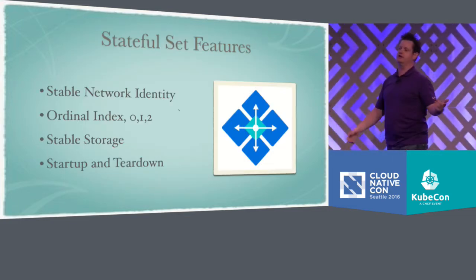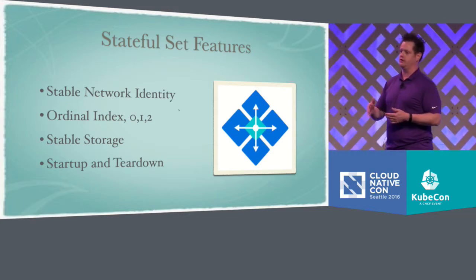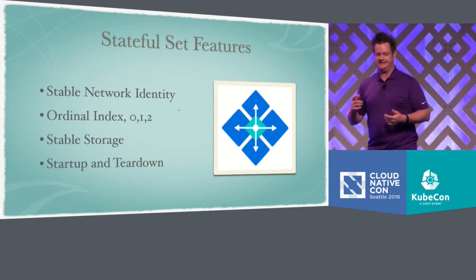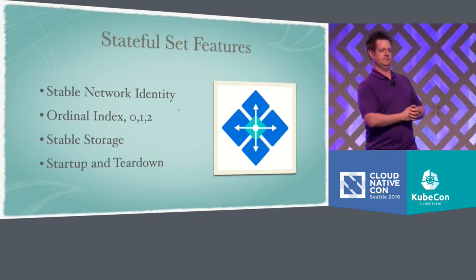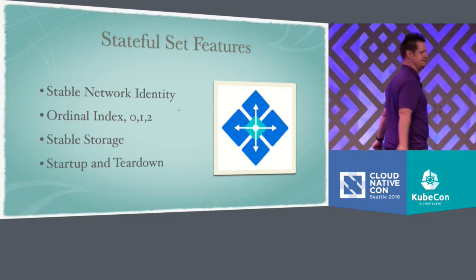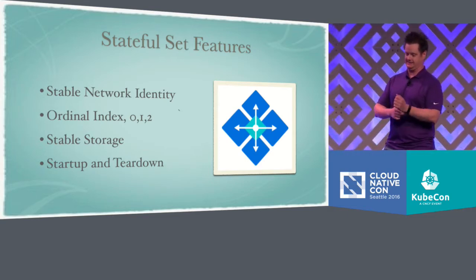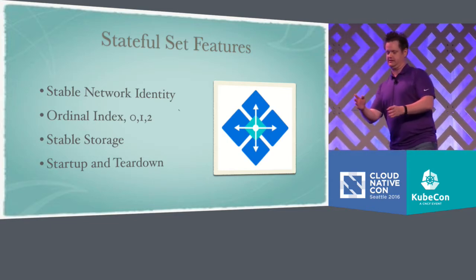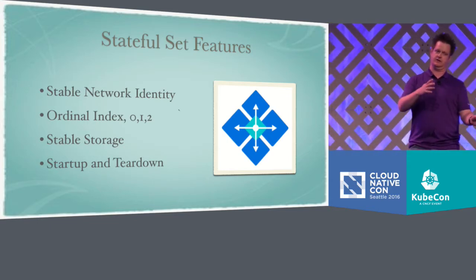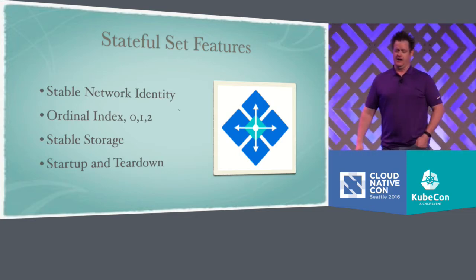All right, so let's talk about some things that are really important within data world. Stable network identity. Oh my God, my product still uses IP addresses, not DNS. Oh my God, I'm running Zookeeper and I need ordinal indexes. Means Zookeeper 1 needs to start up, and then 2, and then we got to do master election, and yeah, I won't cuss on the stage.